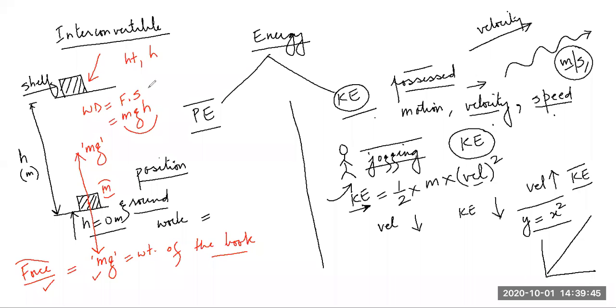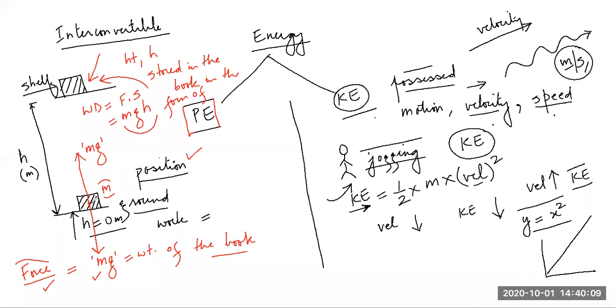This work done, students, when the book comes here at a height h, is interestingly stored in the book, because work done is also energy, in the form of potential energy. You got it? So potential energy is because of position.